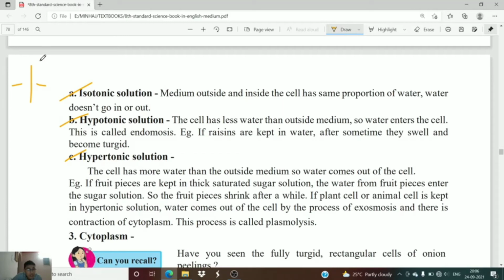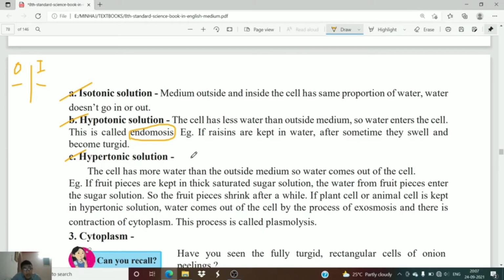Suppose this is the inside medium and this is the outside medium. The water in the outside medium will be more and the water in the inside medium will be less. So in that case, water from the outside medium will enter the inside of the cell. Water will flow from outside to inside of the cell, and this is called endosmosis. Keep this in mind.